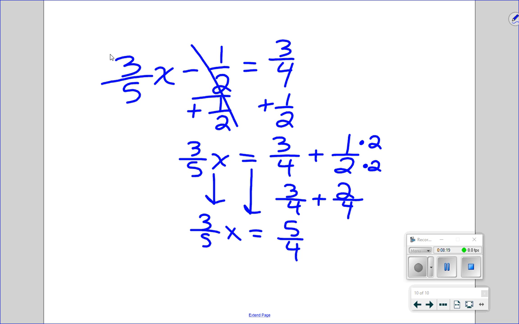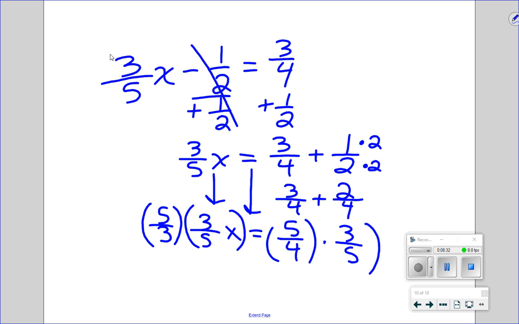Now this is the step where I need to divide by a fraction, so what I'm going to do is multiply both sides by the reciprocal of 3/5 to get rid of it. So I multiply 5/4 times 3/5. These cancel out. I have x on the left. On the right, you can multiply straight across and get 15 on top and 20 on bottom. You can also cross cancel. When you multiply, you can cross cancel.